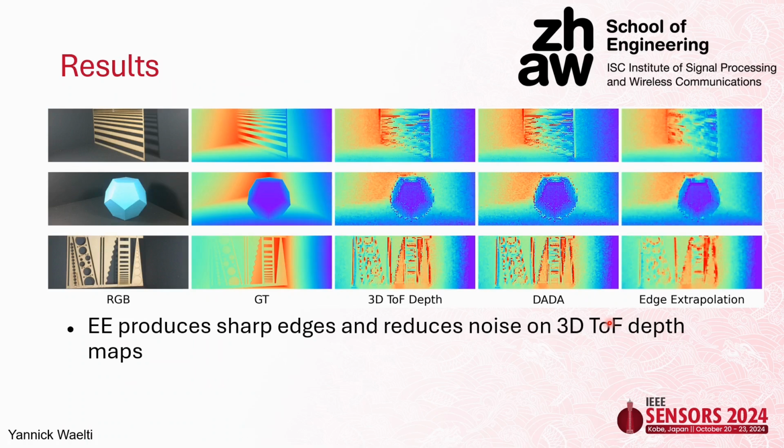Now for some results, here you can see the RGB image and the ground truths from our data set. There's also the captured TOF depth map, our results, and a result of another state-of-the-art algorithm. And what you can see is that the edges in our algorithm are quite a bit sharper than in the competing algorithm.